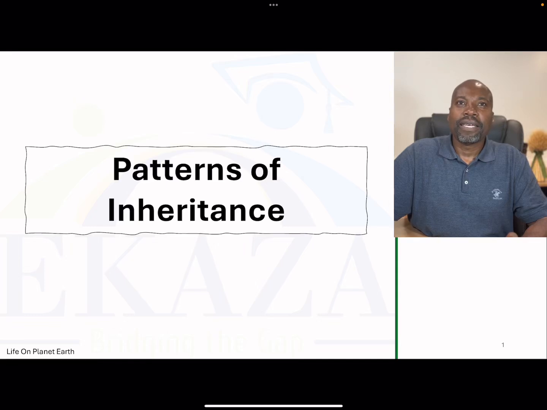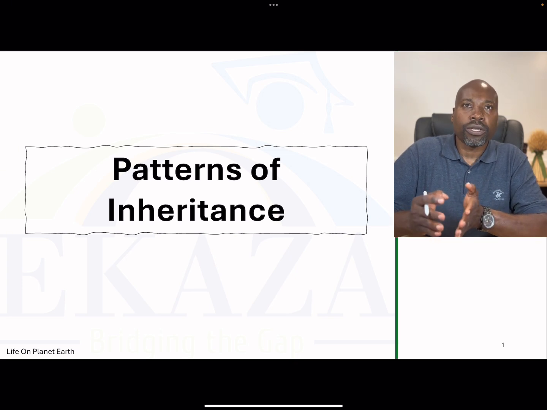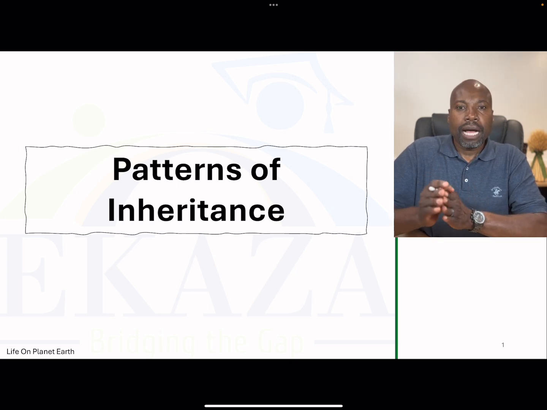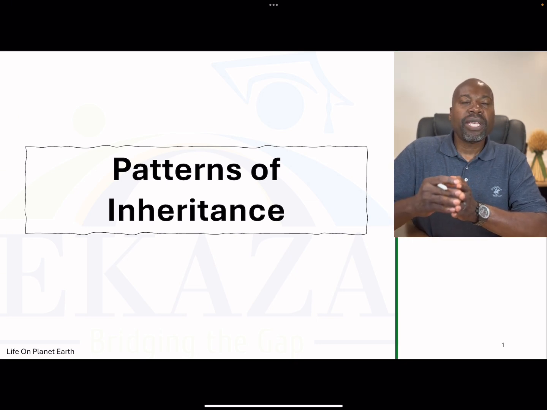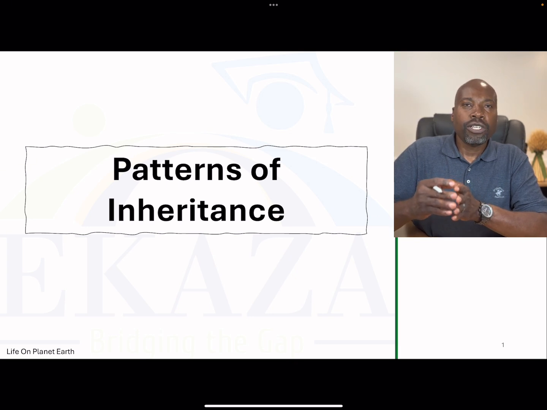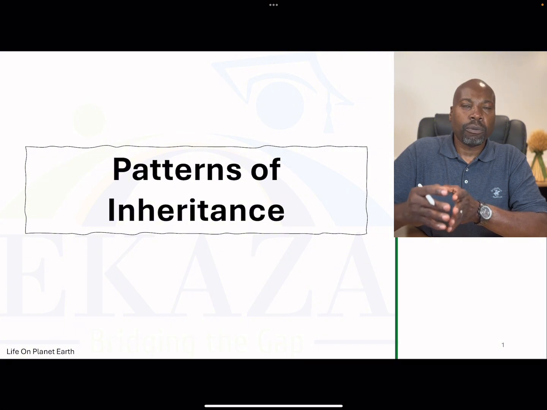Hello everyone. In this chapter of Life on Planet Earth, we are going to focus our attention on the patterns of inheritance. Basically, why do you look the way you look, right? Now, as we dive in this chapter, I want you to keep in mind what we covered in the previous chapter. We talked about meiosis, and we talked about meiosis being the engine for genetic diversity in the population.